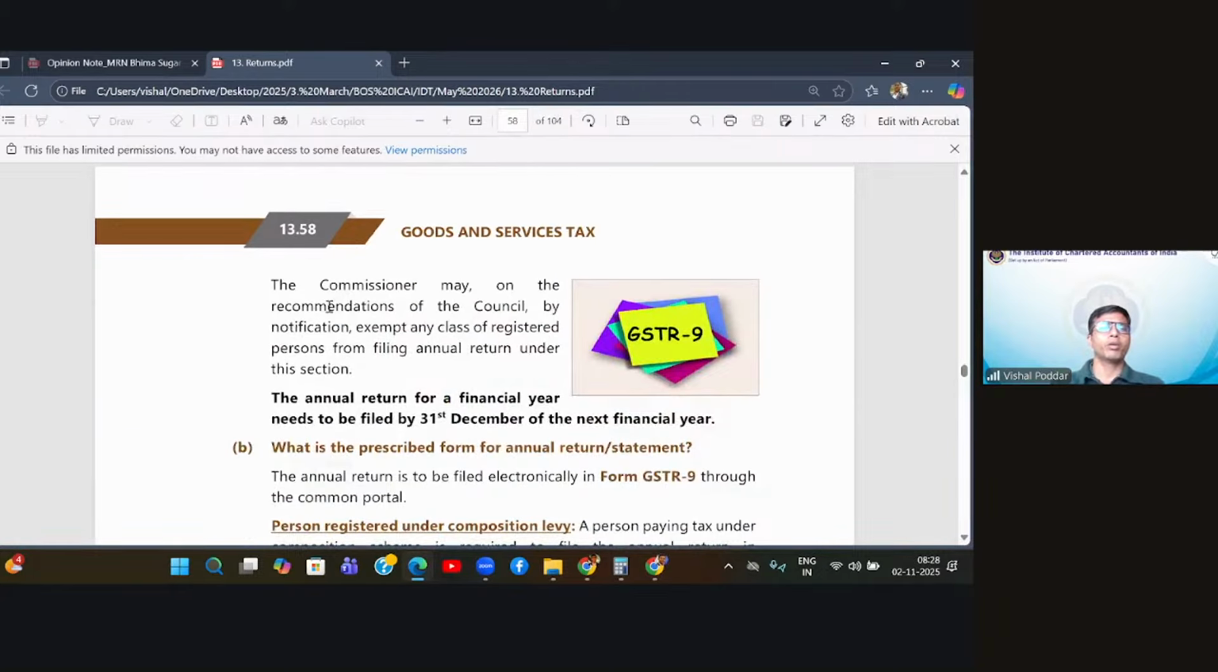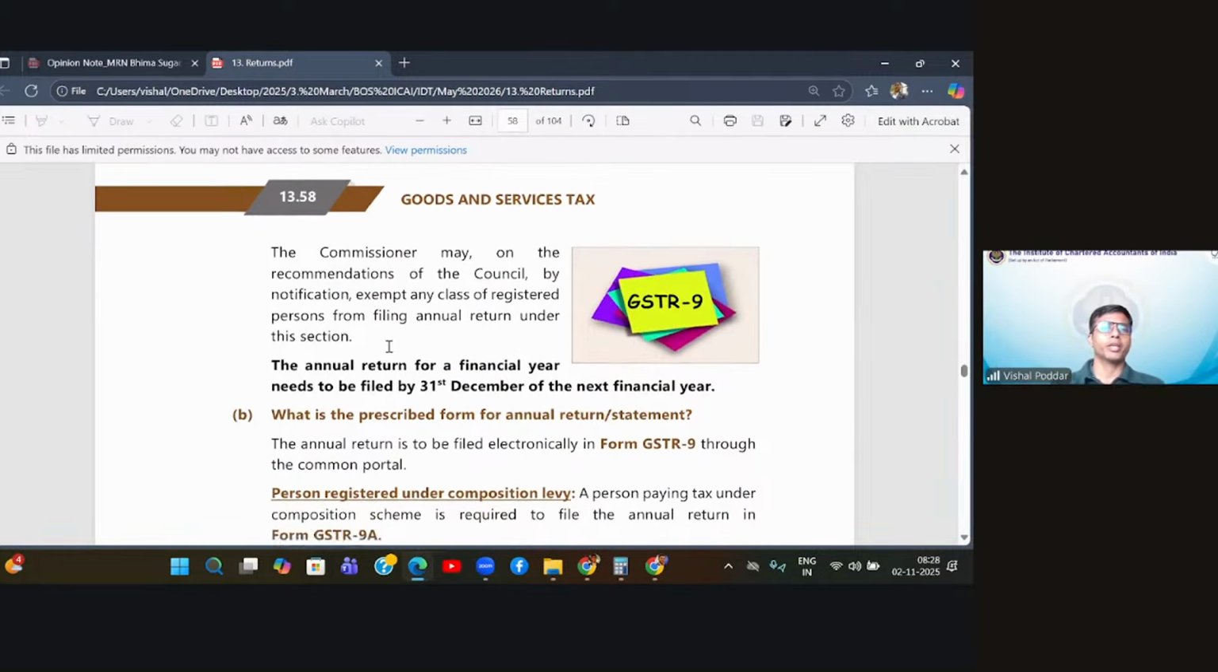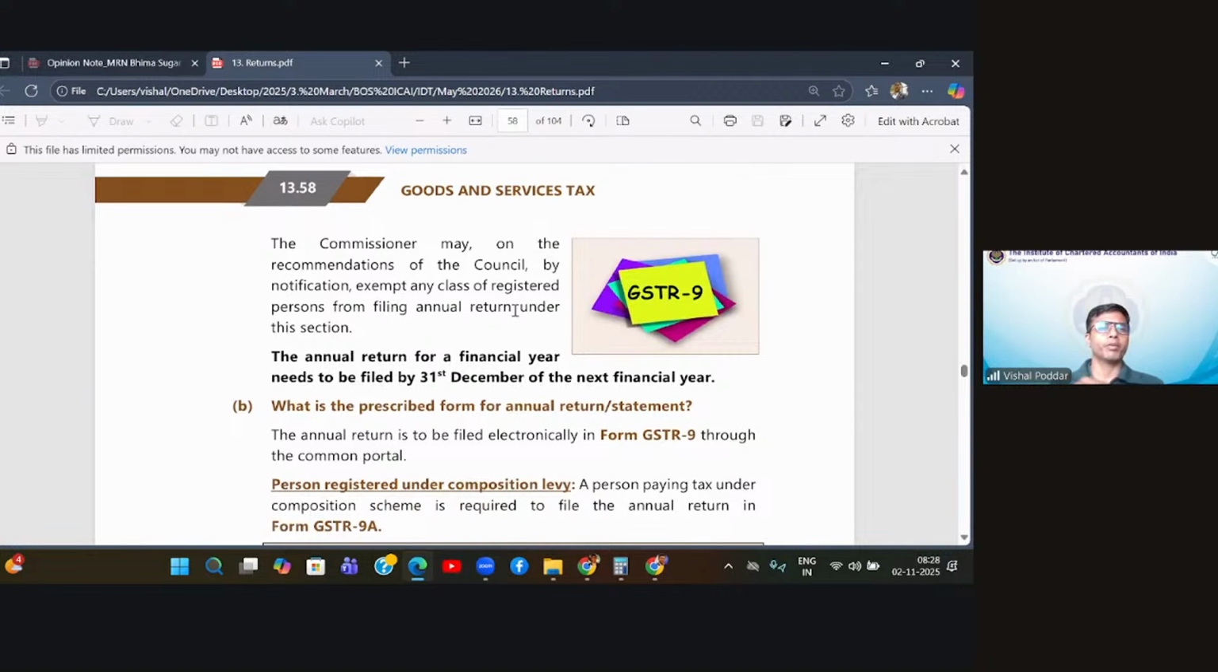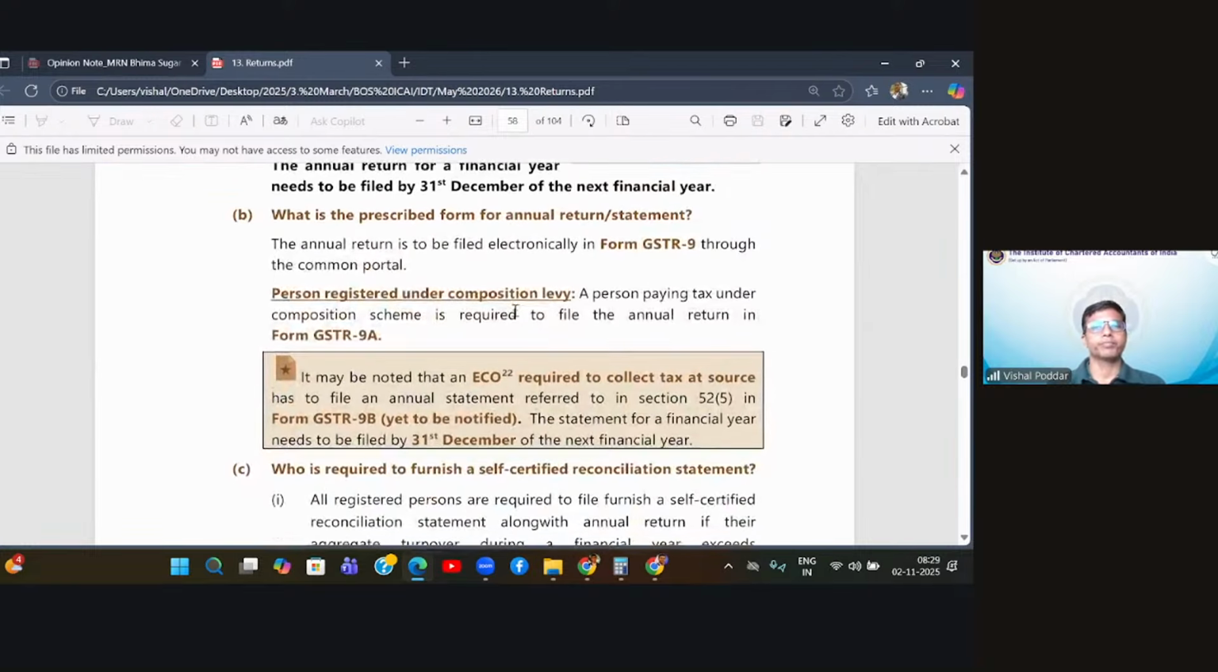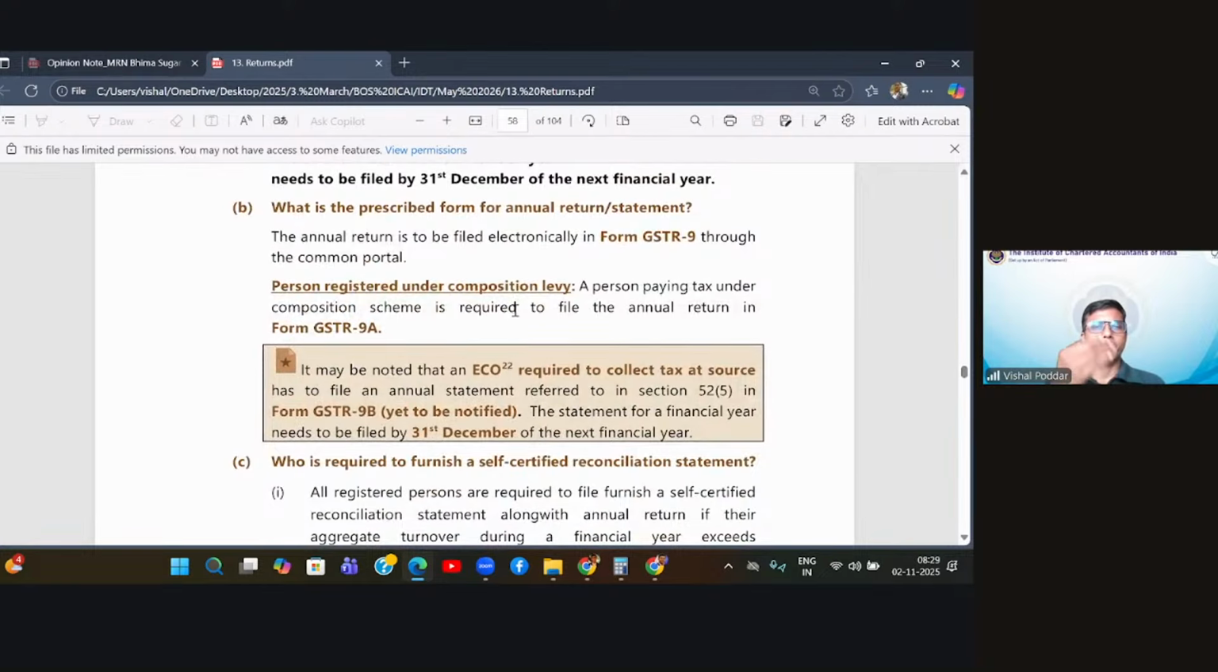The commissioner may, on the recommendation of the council, by notification exempt some class of persons from even filing the annual return. That is done every year. They give a turnover limit. If your turnover is below that limit, you may not file the annual return. Now we go to the details. Please read.